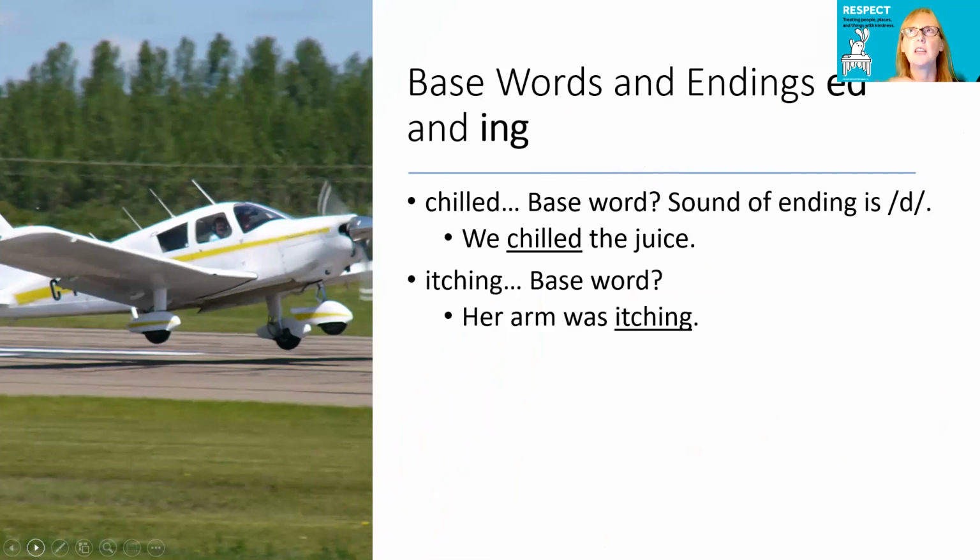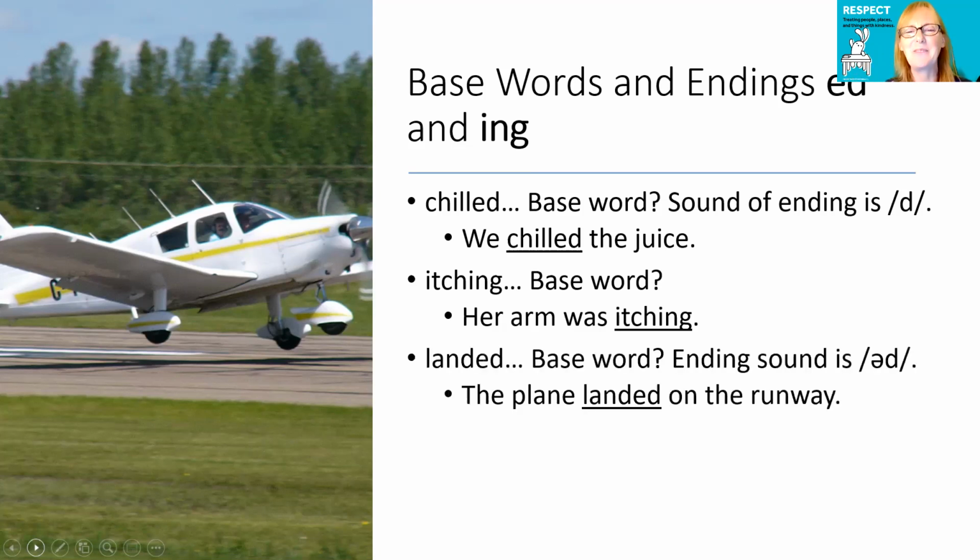Itching, what's the base word? Itch. Itch is a one-syllable word. The ch sound is usually spelled T-C-H, like in catch and fetch and itch. Her arm was itching. We're just going to take that same base word, I-T-C-H, add the ing sound, and spell it I-N-G.